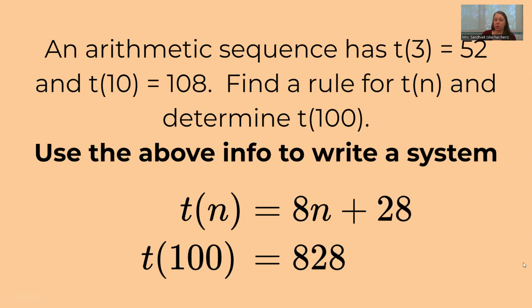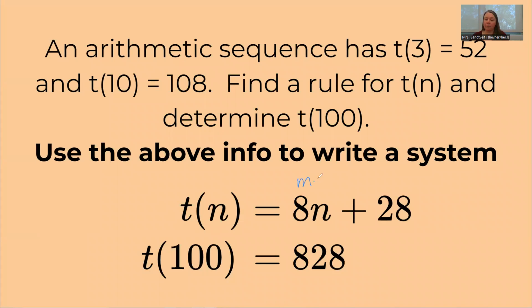So it says use the above information to write a system. So if you think about how we can write a sequence. So I know term 3 is 52 and I know term 10 is 108. And I want to write a sequence, right? So to find the sequence, if it's arithmetic, I need to write something like m times n plus, this is like my b value, or like that starting term a sub 0. And so what I'm going to do is I'm going to kind of start with this, and I'm going to start with it twice. So I know term 3, that's when n is 3.